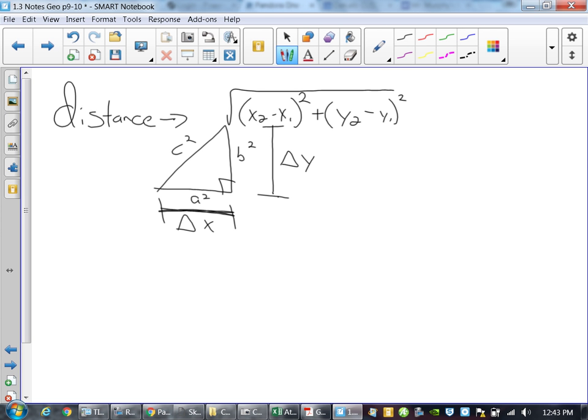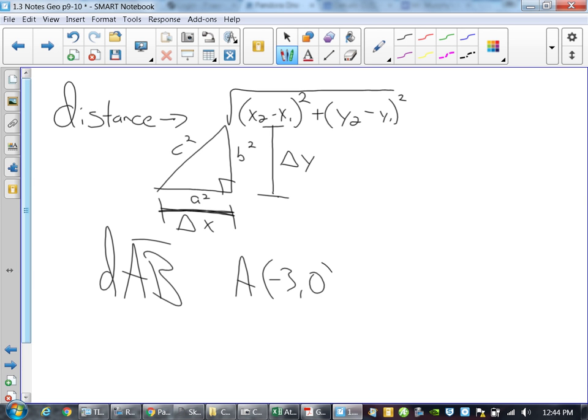So distance is always going to be written like this. Distance of AB. How far apart are A and B? You'll see that little D out in front. So if I want to say how far apart A and B is, where A is -3 and 8, and B is -7 and 4, do I need to utilize the formula, or can I just think my way out of it?